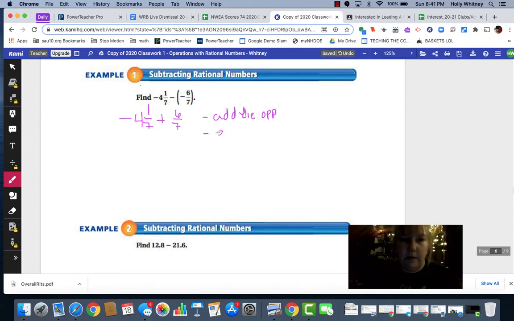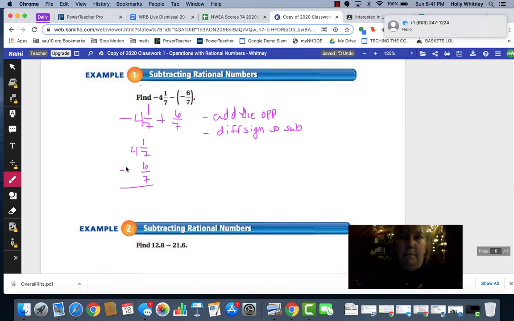So different signs. So we need to subtract. So we're going to take the larger absolute value, which is 4 and 1/7, and we're going to subtract from that negative 6/7. Notice how I line up my fractions. So there's one on top of the other.